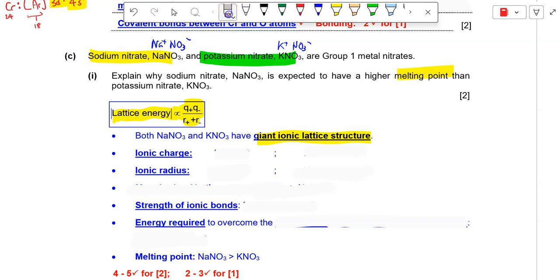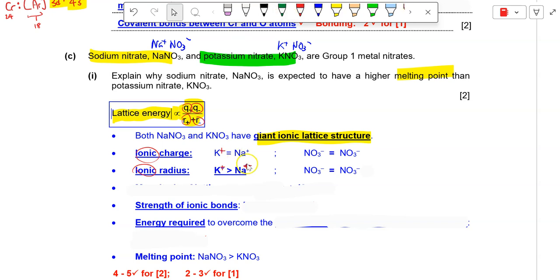In this case, the anions are the same, so the charge and the radius of the anions are the same. NO3- is the same for both. What's different for Na+ and K+ is not the charge, it's the radius. Your potassium is larger than your sodium. Again, an important thing to take note of: be very specific in your response. We are looking at ions, so the plus charge needs to be clearly indicated in your response.